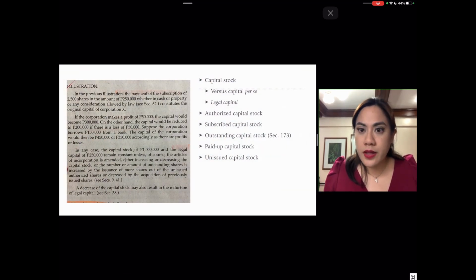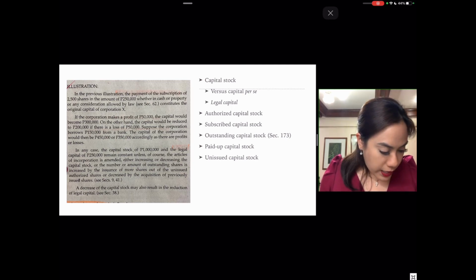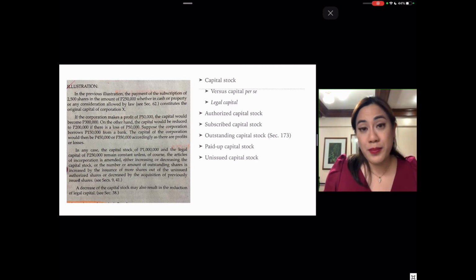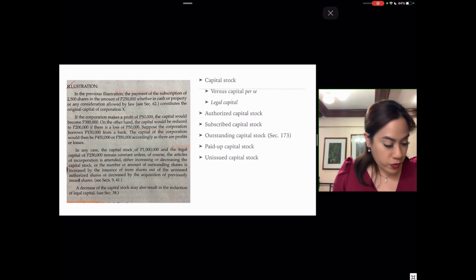So here's another illustration that you may want to look at. I just took a picture. Simply pause the video and read it if you want to go over it.